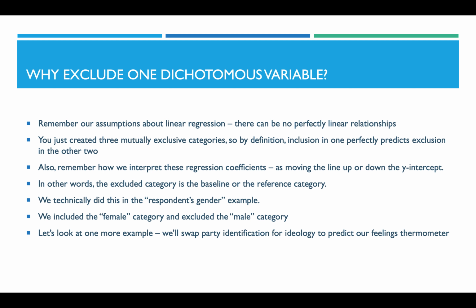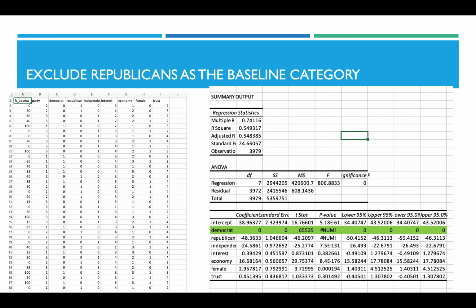So let's look at one more example, and what we'll do here is we'll go back to the feelings thermometer example we've been looking at all throughout this module. And what I'm going to do is I'm going to swap party identification, which is this 3 response option categorical variable. I'm going to swap that for the ideology variable that we've been looking at so far. All right, so you've already seen this output on the left side of the screen. This is where I did my data management, and I went through, and after sorting on the party variable, went through and filled in with my series of 0s and 1s, depending on how they answered party.